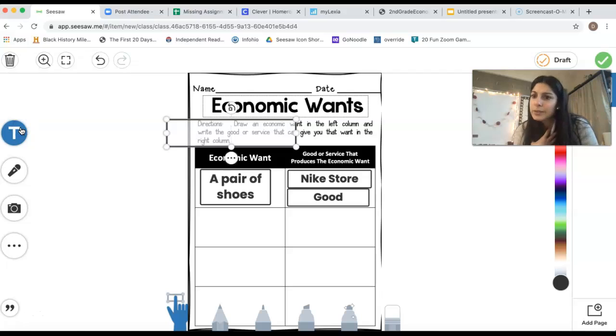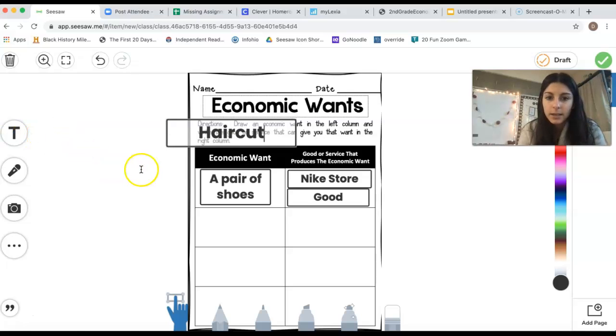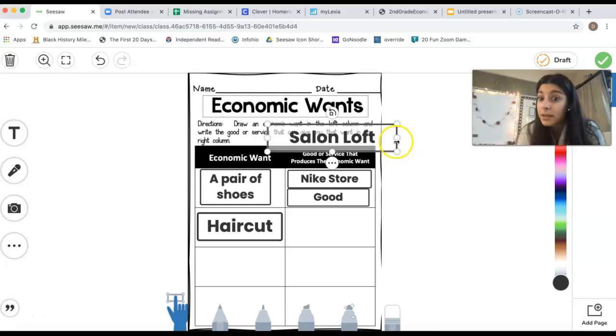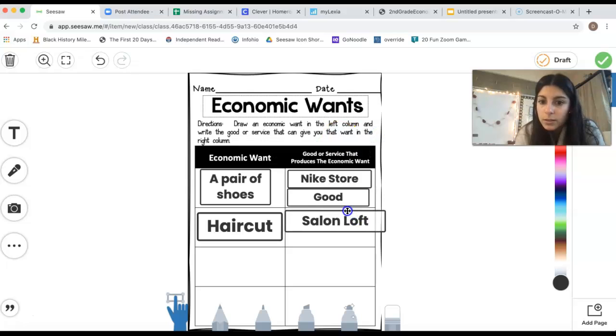Then I can think of something else. What is something else that I really want? Again, maybe I really want a haircut. Haircut. Then I can think about, where would I go to get this haircut? I go to a place called Salon Lofts. That's the name of the place. Maybe you go to the barber shop. You can write barber shop. Maybe you go to, who knows? Some people. My brother goes to Sports Clips. So you can write the name of the place.